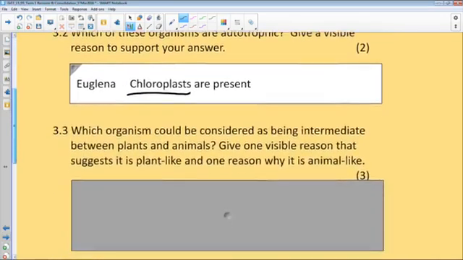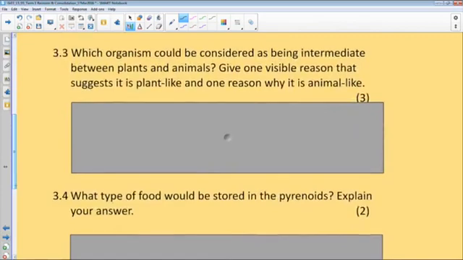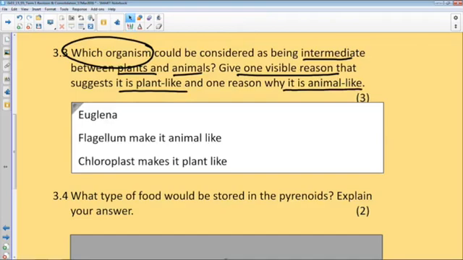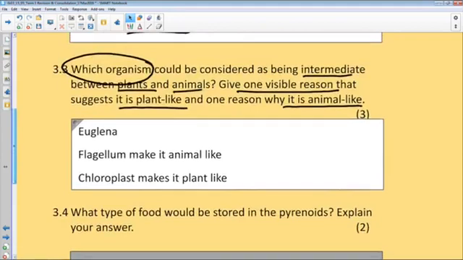Let's look at 3.3. Which organism could be considered as being the intermediate between plants and animals? Here we've got to decide on the organism first. That's the first part of the question, and we've got to give one reason as to why we suggest that it is plant-like, and another reason why it is animal-like. So guys, let's get through this. We're looking for characteristics of both plant-like and animal-like organisms. And voila, we're looking at Euglena, and he seems to be, or she seems to be, the choice of today.